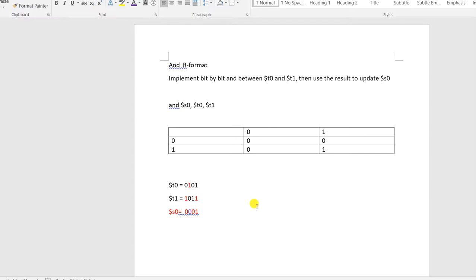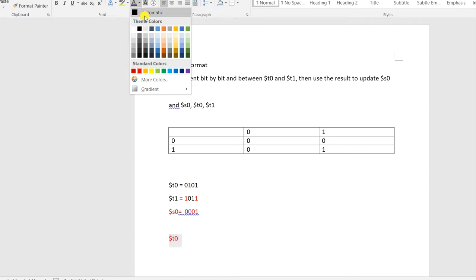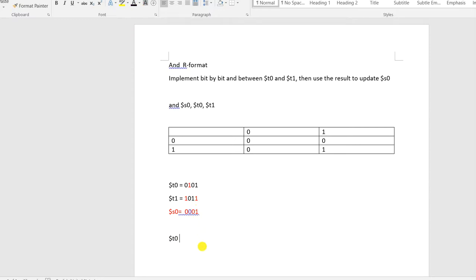Let me make another example. I'll randomly say T0 is 0, 1, 0, 1, and T1 is 1, 1, 0, 0. You should be able to get S0 as 0, 1, 0, 0.